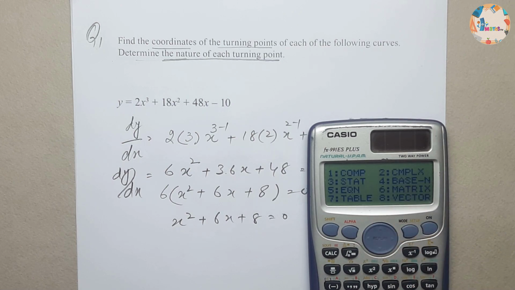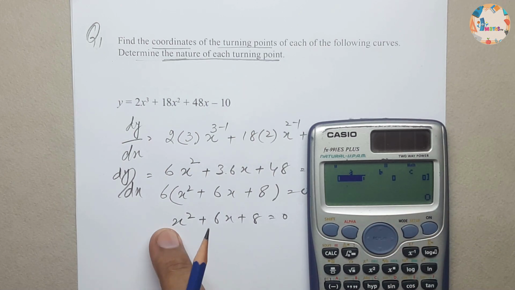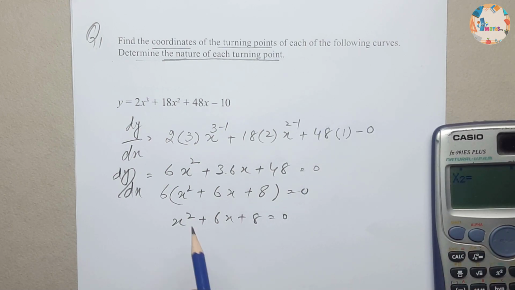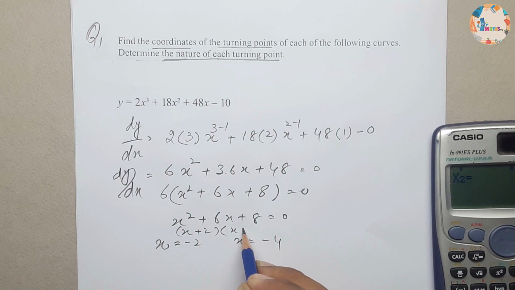So mode 5(3), and the coefficient of x squared is 1, so we feed the value 1. The coefficient of x is 6, so we enter 6. Then 8 is the constant, and we will get x1 as minus 2 and x2 as minus 4. So x is equal to minus 2 and x is equal to minus 4. You can show your working also, for example x plus 2 and x plus 4 is equal to 0, and then you can write this.